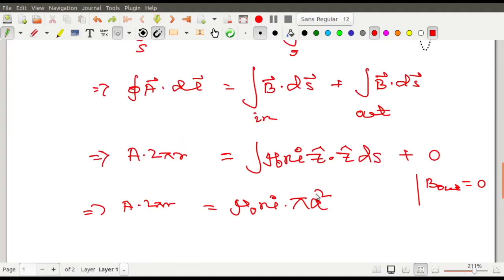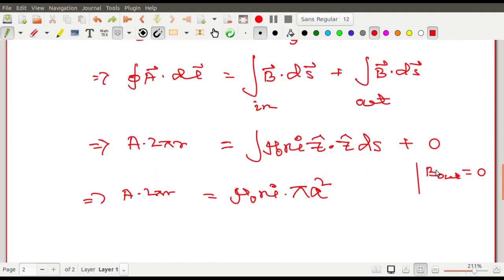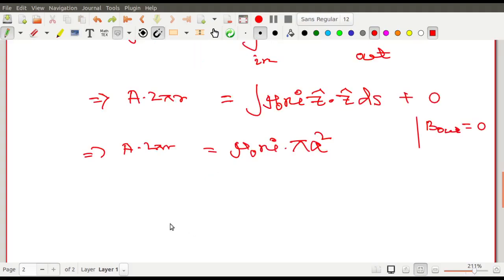Why pi a square? Because I am interested only within the inside part. This inside part is what we are interested in, where the magnetic field survives and outside there is no magnetic field, so there is no integral. You shouldn't write pi r square because the entire r is not going to contribute to the surface integral. A part of the r is outside, and the part which is outside is contributing 0 because the magnetic field outside is 0.